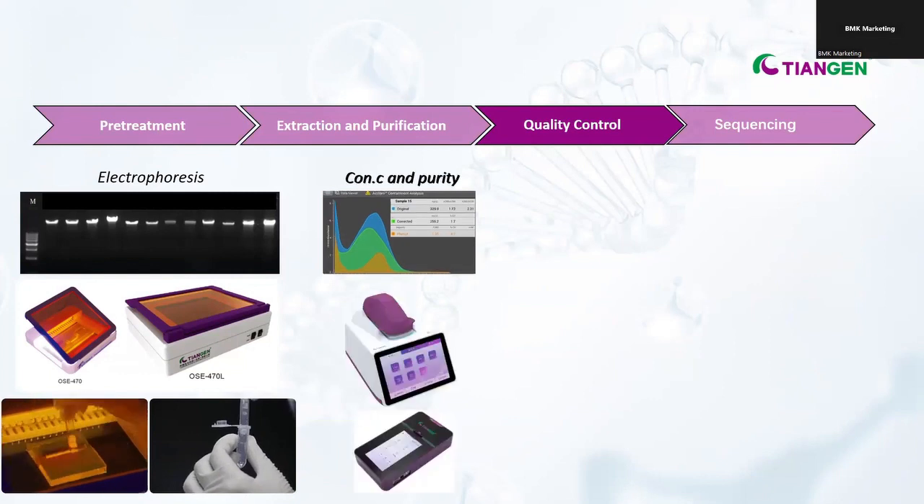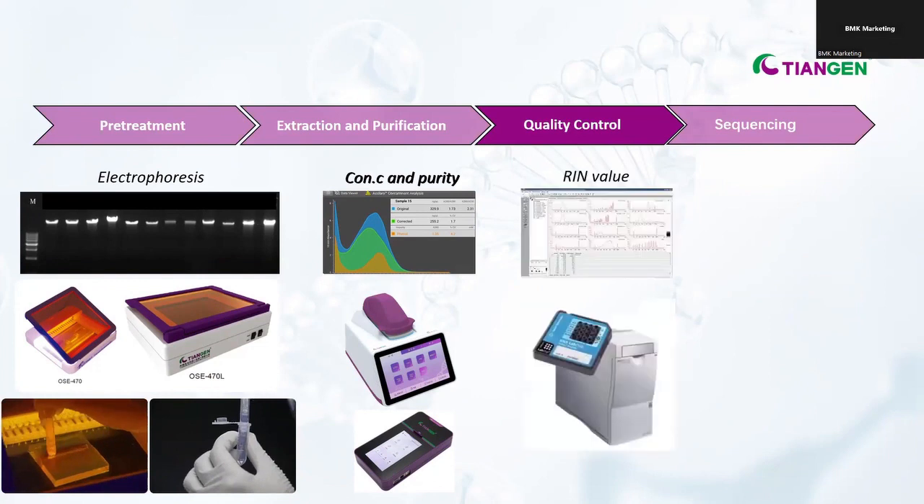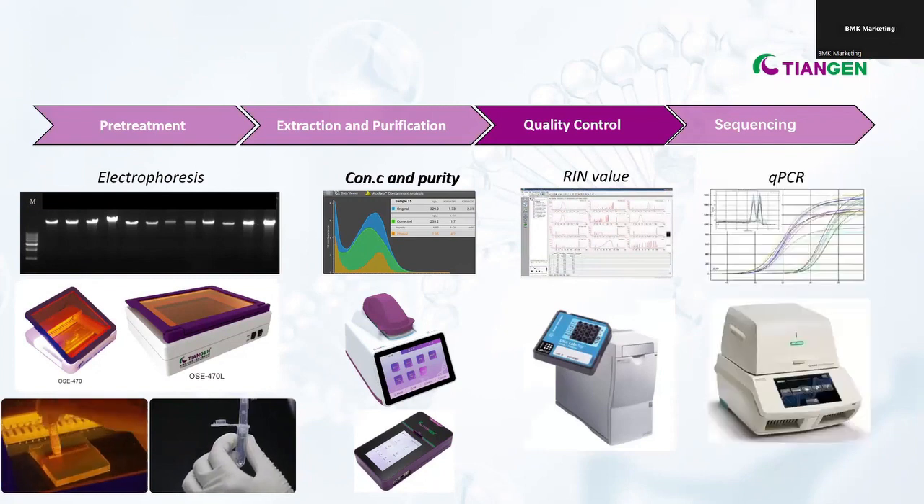Furthermore, NanoDrop and Qubit are frequently used to measure the concentration and purity since it is very convenient to the customer. For the sequencing part, RIN values are more informative since they give us the integrity and precise concentration and purity. Some researchers even use qPCR for validation before the final sequencing.